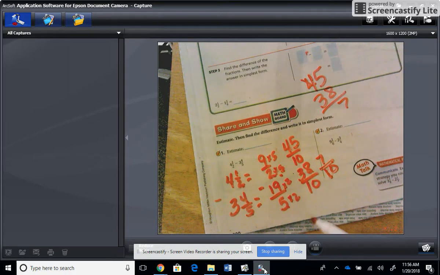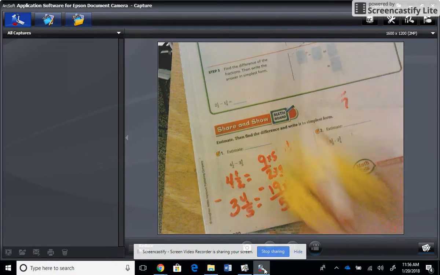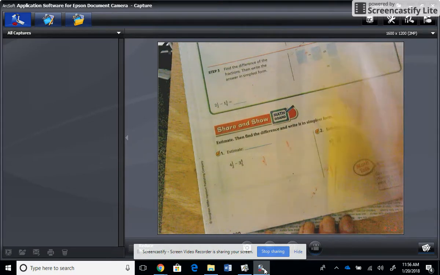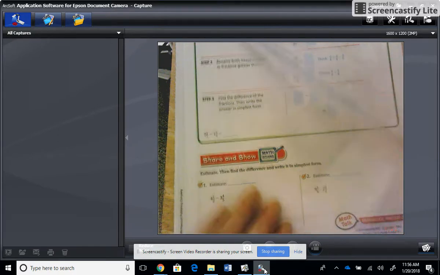I like to change them into improper fractions. Does not mean you have to. If you like renaming it, go for it. So I would like you and your partner to do this one. And I don't care, pick what works best for you. No matter what you do, should come up with the same exact answer.